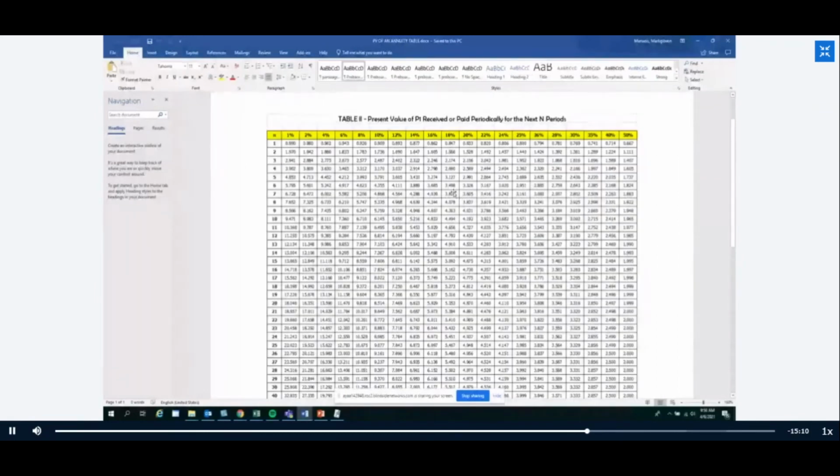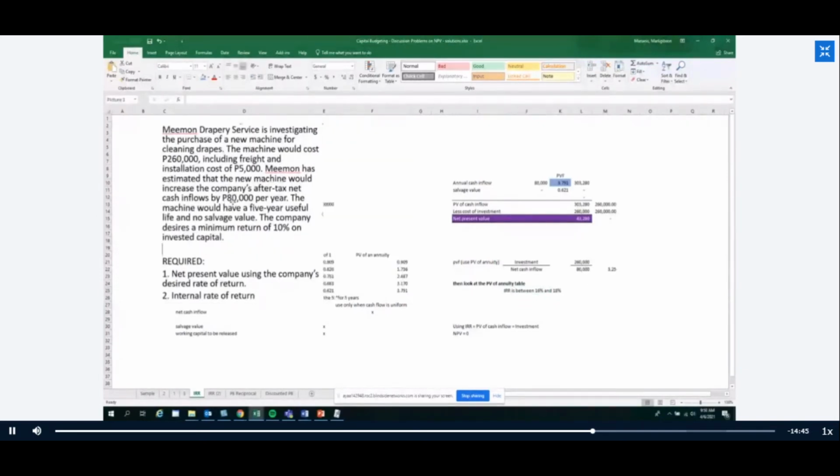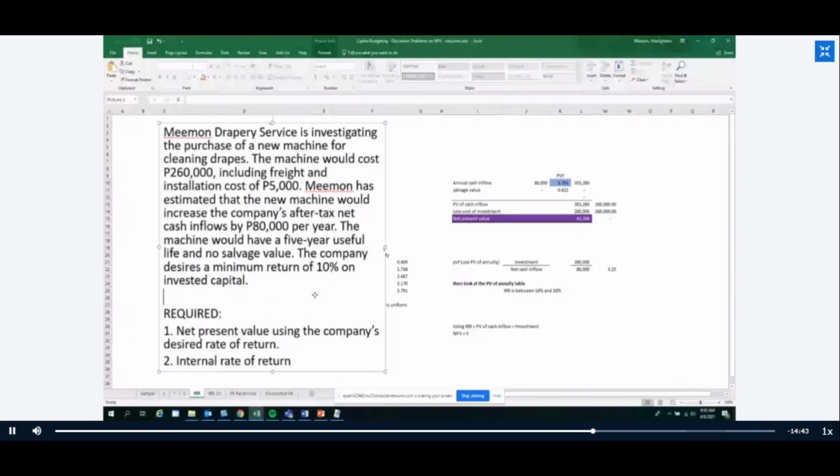3.25. Ito, 3.27. Yung nasa 16. Yung isa naman, 18. 3.127. So therefore, we can conclude that the IRR is between 16 and 18%. Nakakasunod ba? Yes po. Okay, sige.